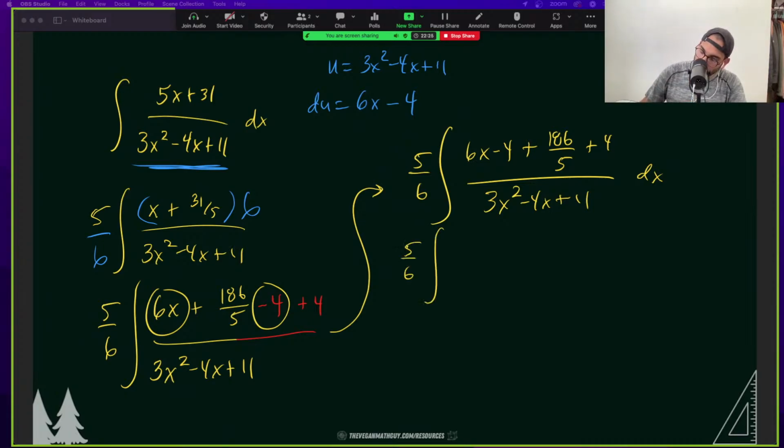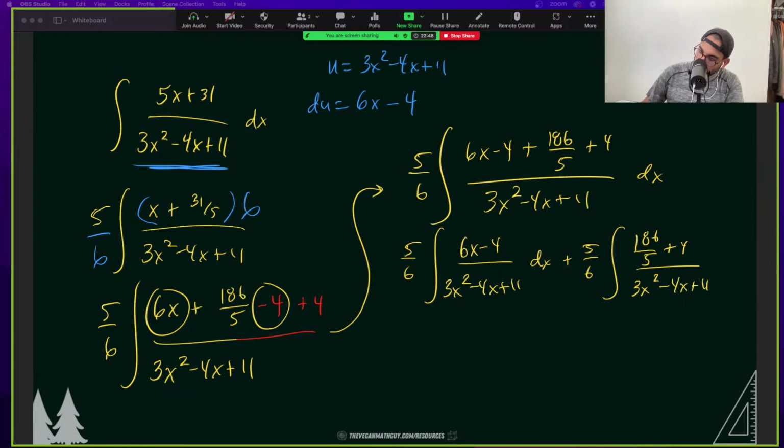Because now we're going to rewrite this and break it down into two different integrals. The first one involves the 6x minus 4. And the other one is going to involve the 186 over 5 plus 4 all over 3x squared minus 4x plus 11. The reason why we wanted that is because look at that first integral. That one is just going to be solved using u substitution. We're not going to have any issues with that.